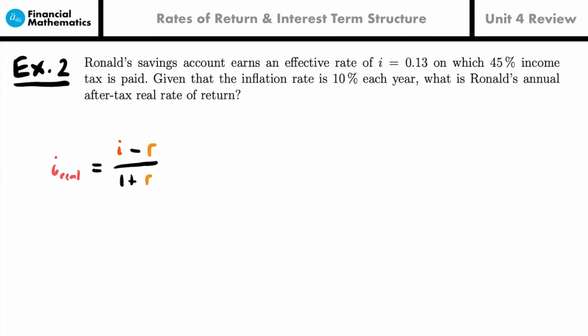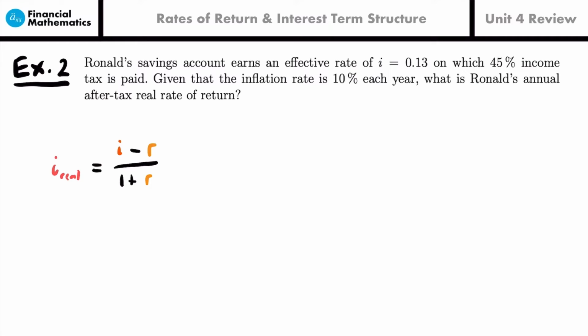All right, it's not going to be quite this simple, at least not immediately, because yes, Ronald's account earns an effective rate of i equals 0.13 and the inflation rate is 10% or 0.1, but we're given this other little piece of information that changes the problem slightly. We are told that Ronald pays 45% income tax on what he earns from his account. And we're not just looking for any old real rate of return, we're looking for the after-tax real rate of return. In other words, what is his actual return rate considering the inflation rate and the fact that 45% of his income is going to disappear thanks to income tax.